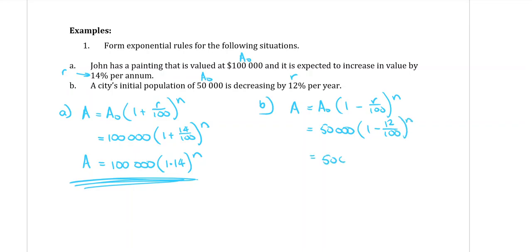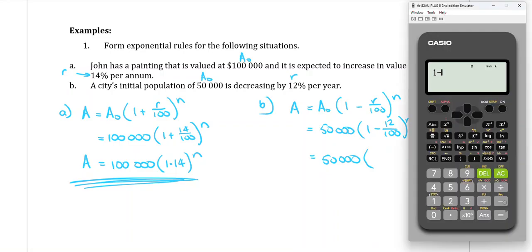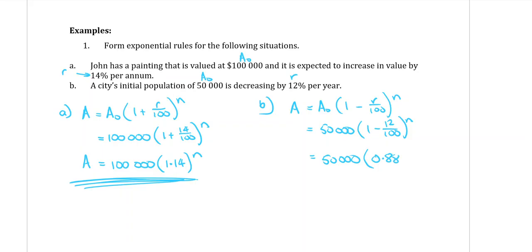Like last time, leave the 50,000 there, but tidying up the bracket, you could type it in. You go 1 minus 12 over 100. Decimal, though, will be 0.88 to the power of n.